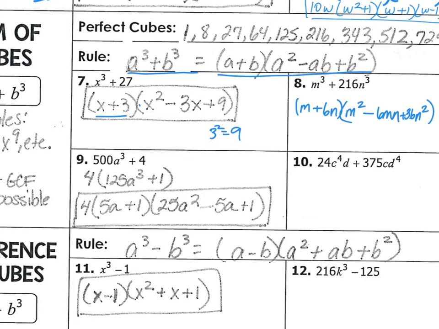Okay, 9 and 10 are ones where we had a GCF. So you can see how I worked through 9. I factored out the 4, and then I broke it down from there. On number 10, we also have a GCF. 24 and 375 can both be divided by 3. They also have letters in common, c to the 4th d, and c d to the 4th. They each have a letter c and a letter d, and I'm going with the first power because it's my smallest exponent. So 24 divided by 3 is 8. Then this becomes c to the 3rd.